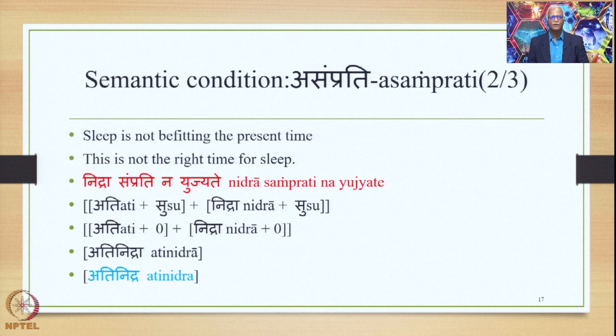So the sutra avyayibhāvascha states that this samasa has neuter gender. And then rasvo napumsake pratipadikasya is another sutra that applies, which substitutes the long vowel at the end of the samasa into a short vowel. So we have atinidra as the finally derived compound output. Nidra samprati nayujyate is the input semantic condition, and atinidra as a samasa is the output.